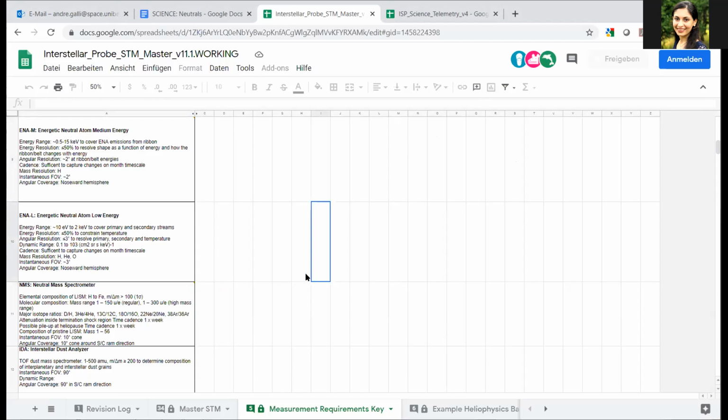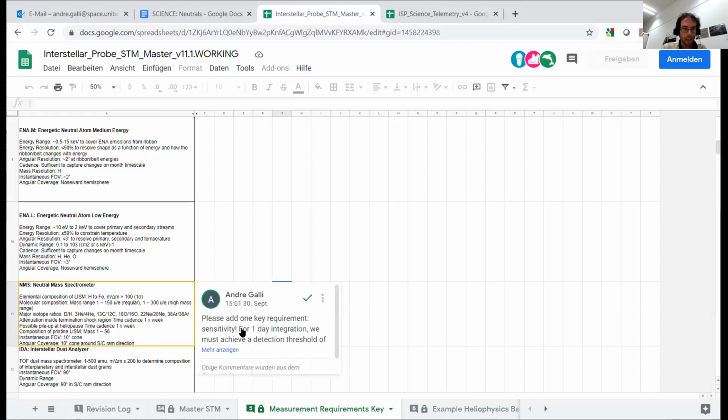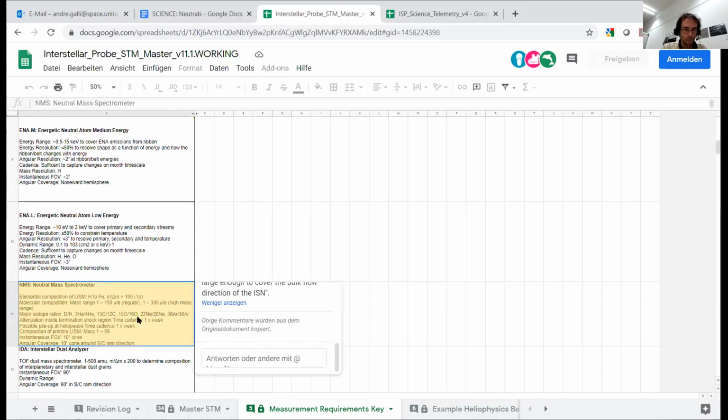All right, so please let me just finish here with the Science Traceability Matrix. Assuming that we want to measure our interstellar neutrals with a neutral mass spectrometer, what kind of neutral mass spectrometer do we need? And you basically have the answers here in the matrix. So far so good.